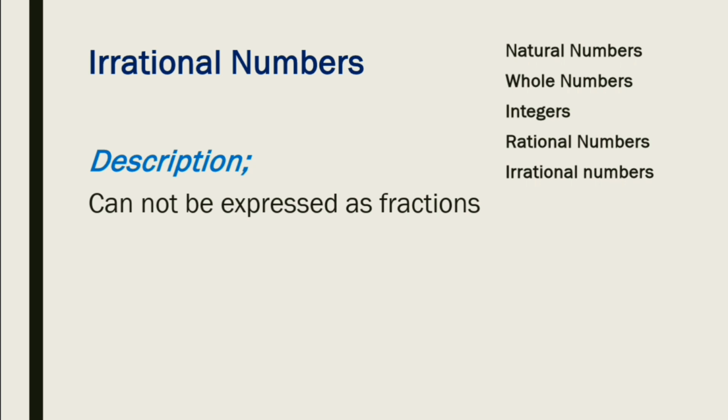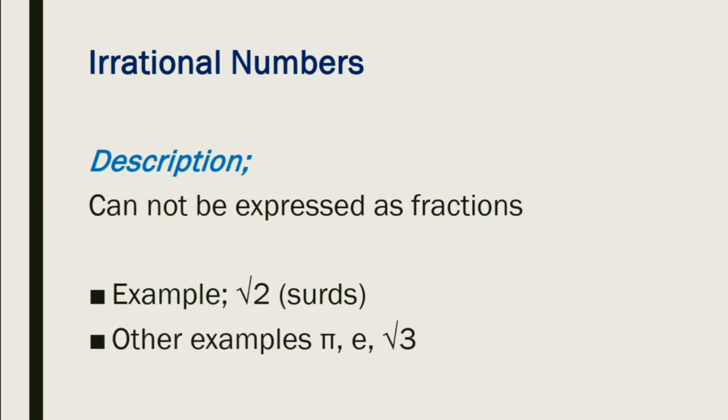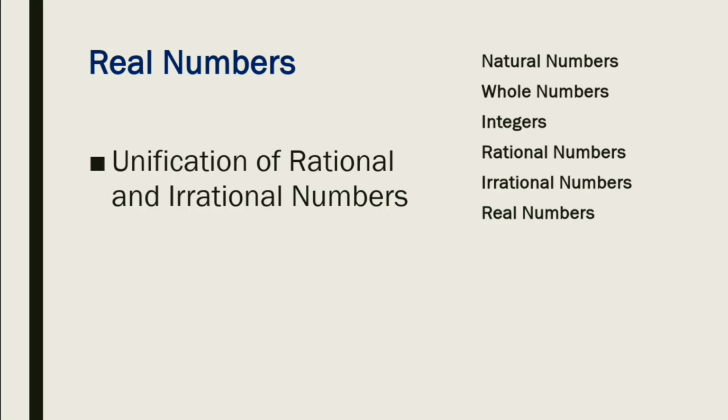These are numbers that cannot be expressed as fractions. For example, root 2. Root 2 is a surd. Other examples, we have pi, e, root 3, and so on. Then we complete the continuum and beyond. We add all these numbers and we give them a name. These are real numbers. Real numbers come after the unification of rational and irrational numbers.